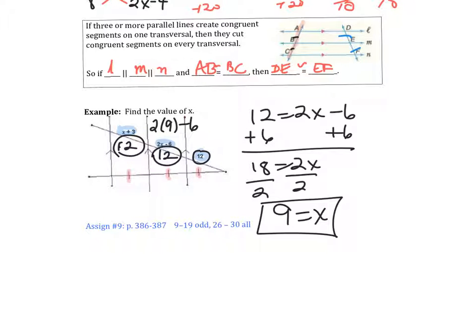And again, that's because I have one transversal. So this transversal over here is divided into 3 congruent parts with those parallel lines. Therefore, I know the other sides are congruent as well.